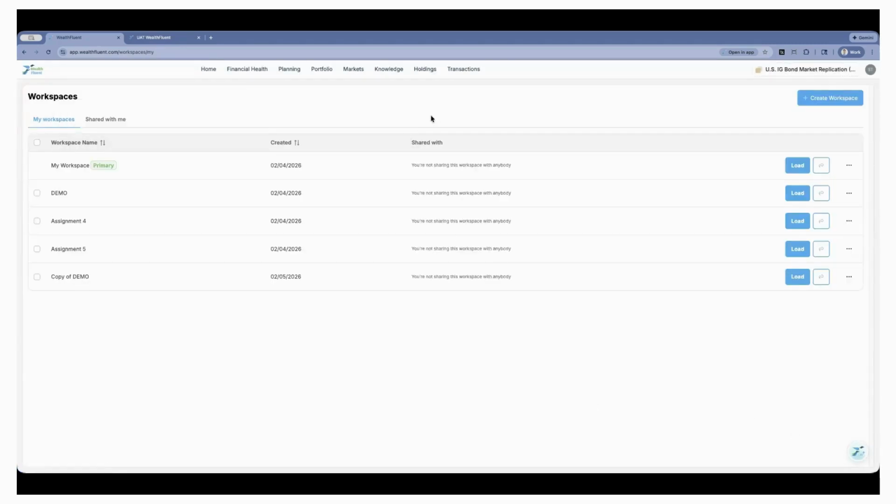If you are sharing any of these workspaces with someone else, it'll show you who it's shared with. You can always revoke those permissions, and they instantly lose access.